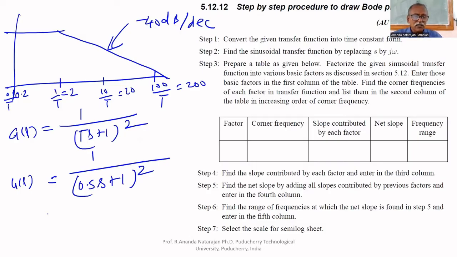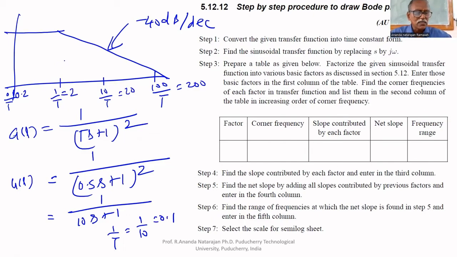Suppose tau equal to 10 s plus 1. 1 by tau equal to what? The corner frequency is 1 by tau equal to 1 by 10, that is equal to 0.1. Therefore, this point becomes 0.1. This is 0.01. In that case, this becomes 0.1, this becomes 0.01, this becomes 1, and this becomes 10.